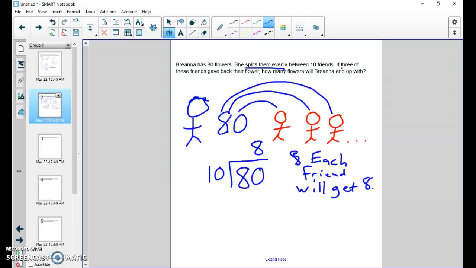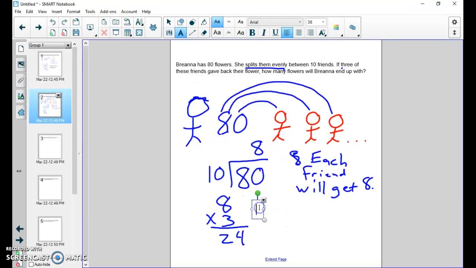So that tells me it's repeated addition. It's the same number being added over and over. And whenever you hear that, you should think multiplication. So let's do 8 flowers times 3 friends giving them back. So Brianna will end up with 24 flowers. Now remember, if you can't state it in a complete sentence, you have not answered the problem. So I have Brianna would have 24 flowers.